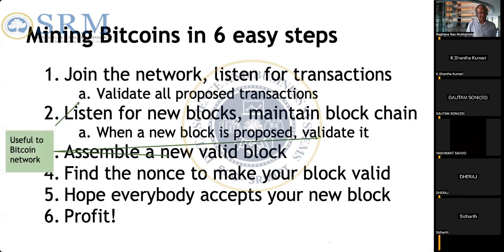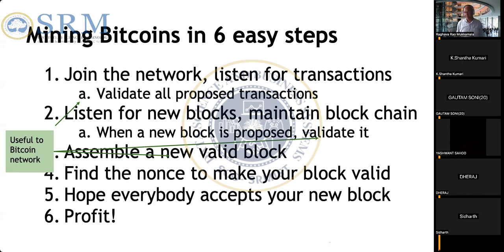So there are 6 easy steps. For example, let's say that you want to do Bitcoin mining. You will join the network and listen for transactions. Of course, you have to download the software and things like that. You start validating all the proposed transactions. You collect all the transactions and make sure that they follow the checks. At the same time, listen for new blocks and maintain your own copy of the blockchain.